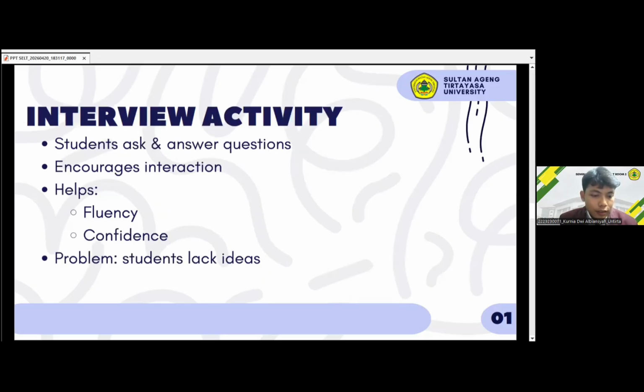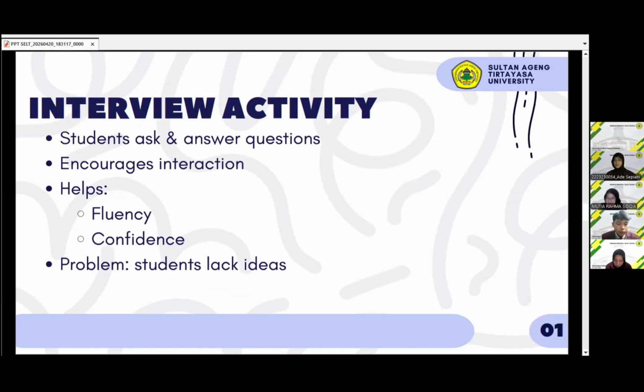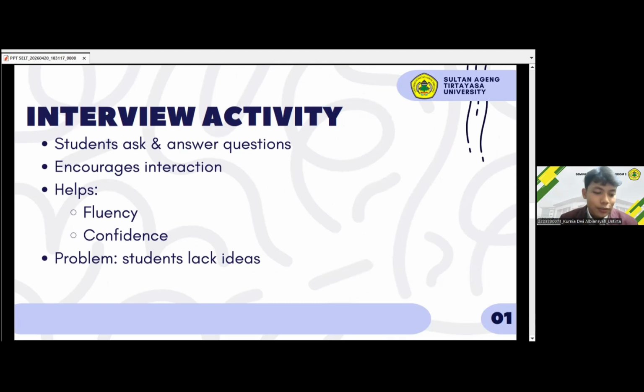And then interview activities are communicative activities where a student asks and answers questions. This activity can improve fluency, confidence, interaction skill. However, students often lack ideas and give short responses. Therefore, support media is needed.